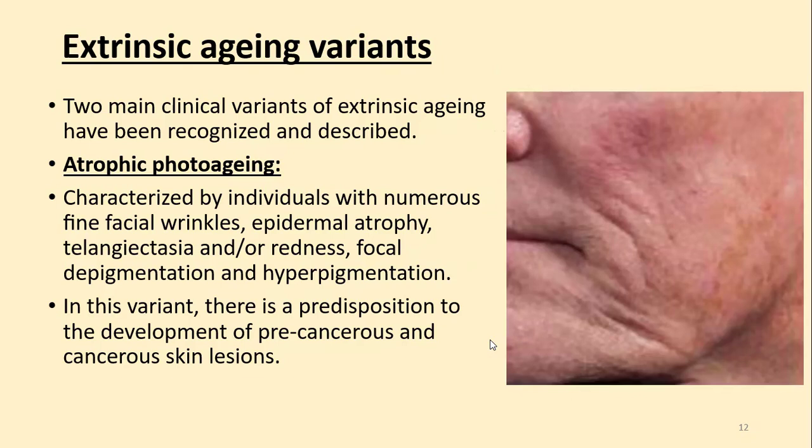The extrinsic aging variants. There are two main clinical variants of extrinsic aging which are recognized and described. The first is the atrophic photoaging or atrophic extrinsic aging. This is characterized by individuals with numerous fine facial wrinkles, epidermal atrophy, telangiectasias, redness, focal depigmentation, or hyperpigmentation. In this variant, there is a predisposition to development of precancerous and cancerous lesions. So the presence of fine wrinkles and atrophy is a hallmark of development of precancerous and cancerous lesions.